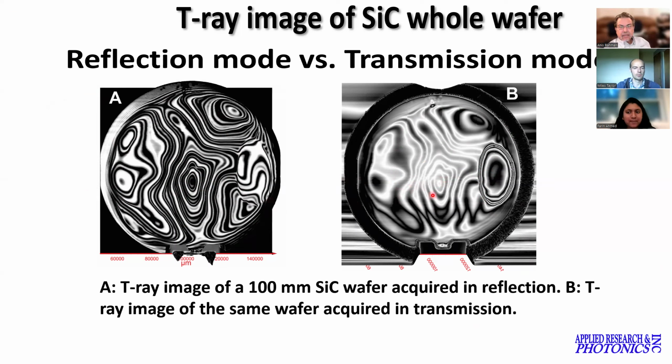So all the intricate things that we see here are not just an artifact. They are there within that material. That's proven clearly with these reflection and transmission images. And by the way, there is no instrument in the world that can make a 150 millimeter wafer image in transmission. So it's a tremendous advantage.